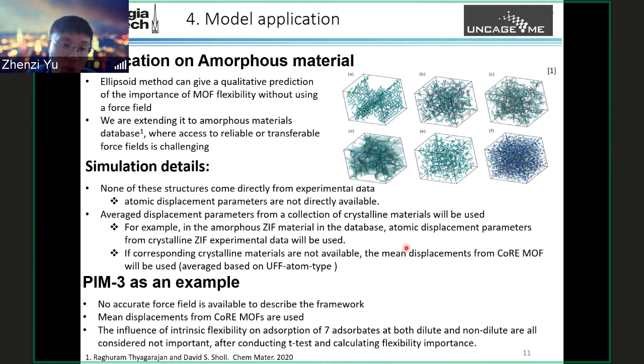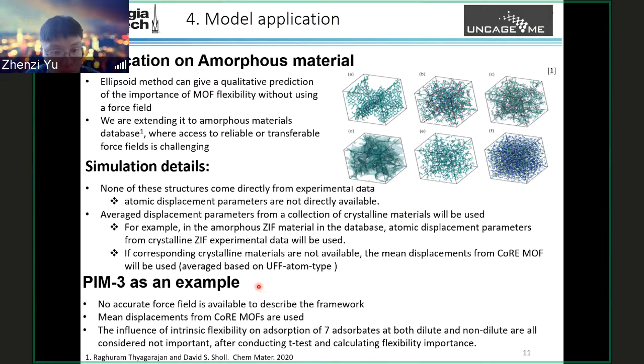The first one is none of these structures come directly from experimental data, which means the atomic displacement parameters we previously used are not directly available. We want to tackle this problem by using average displacement parameters from a collection of crystal materials. For example, in amorphous ZIF materials in the database, atomic displacement parameters from crystal ZIF experimental data will be used. If corresponding crystal materials are not available, the mean displacement from CoRE MOF database will be used.